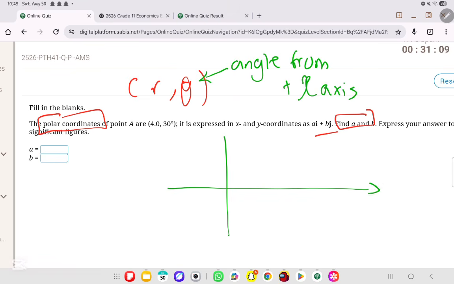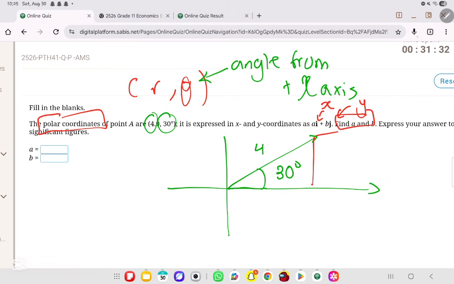Where is our positive x-axis? It is over here. So the angle from the positive x-axis is how much? It is 30 degrees. And how much is the magnitude? The magnitude is 4, okay? Now, using this, we'll be able to find i and j. But remember that i is x and j is y.